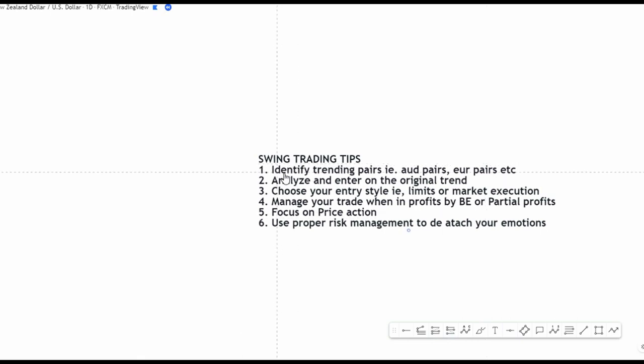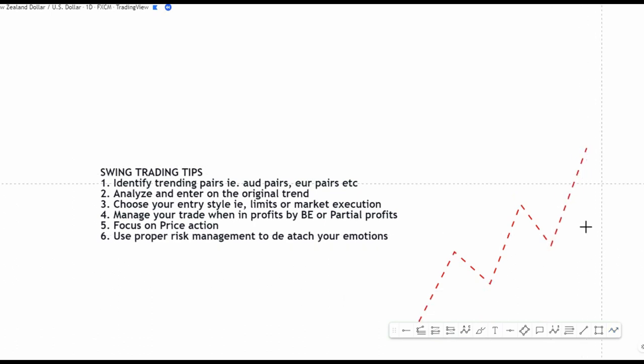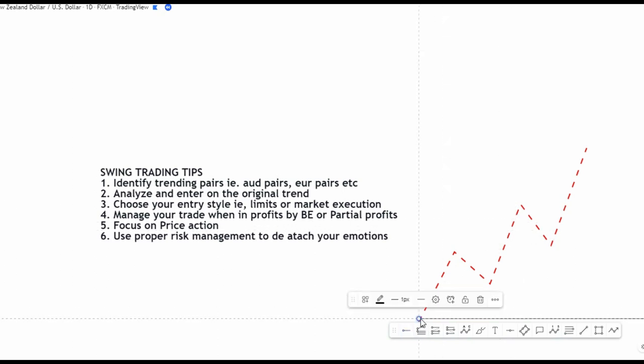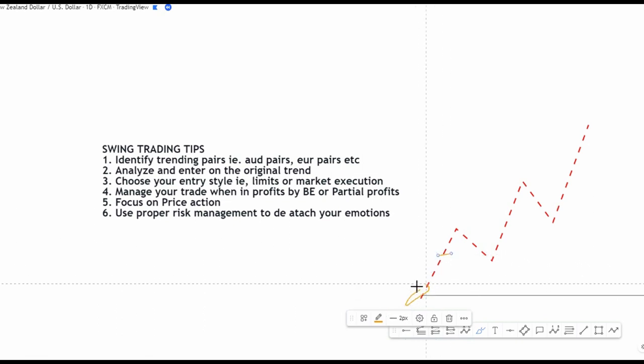Okay, so the second tip is always analyze and enter on the origin trend. Remember, when you want to enter a certain pair just for the purpose of swing trading, we always enter on the origin trend. I mean when this actual trend is starting. Now you ignore all these retracements, they don't find you. Let's say the market is around here, let me take an example. The actual low is here, you see, this is the actual low around here. Now if this is the actual low, I don't enter around here. I actually enter on the origin trade where the actual trend started. That's when I enter a trade.